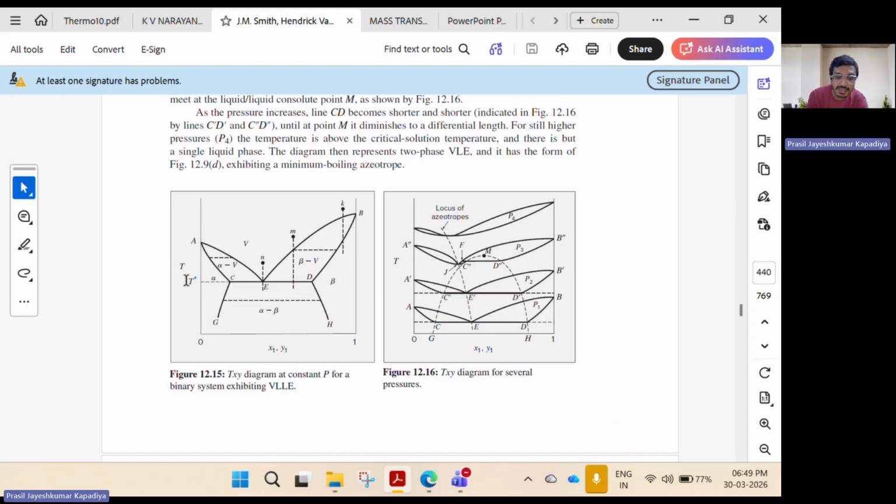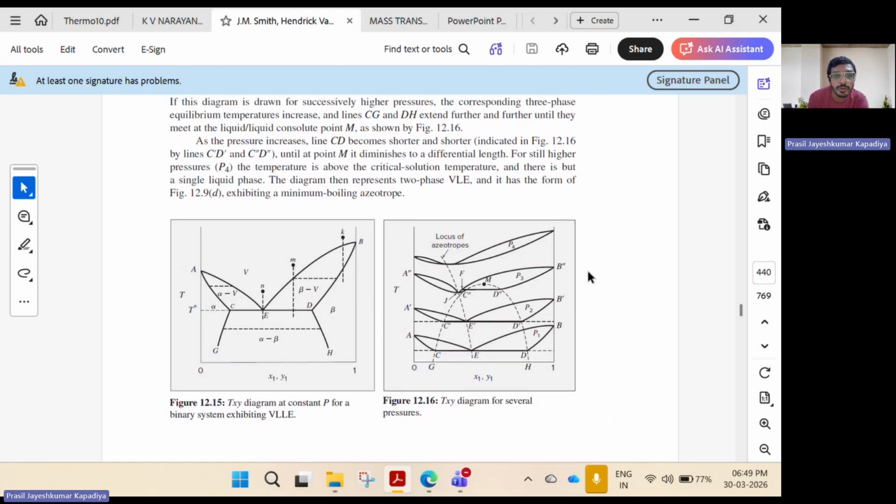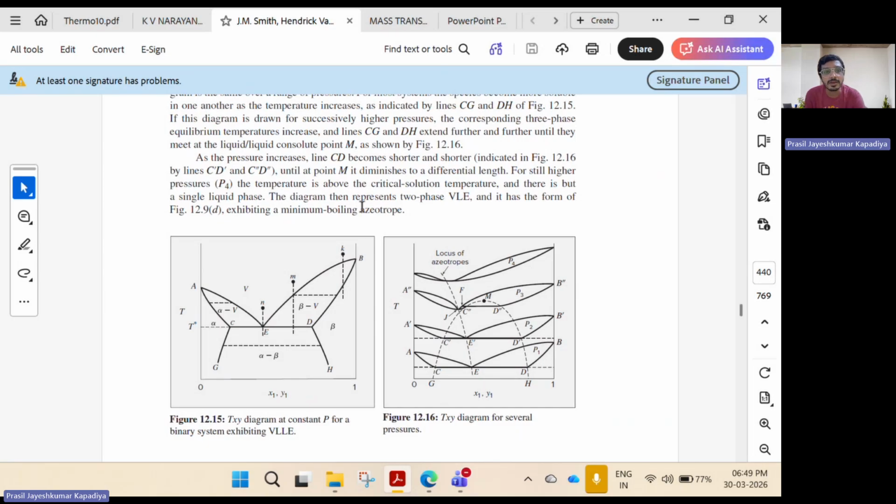This is T star. Below T star we have only liquid phase available, and when we are increasing the pressure of the system, this CD line is going to reduce and reduce and reduce, and we are going to get at one point the consolute point where it disappears. Okay, it diminishes to a differential length.